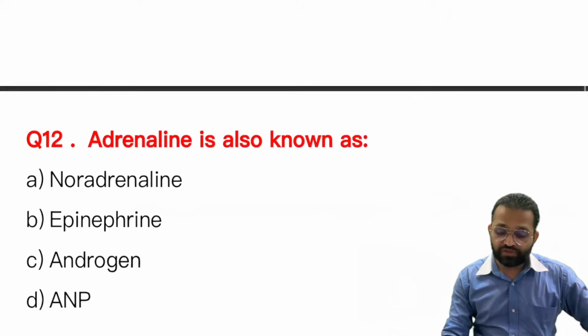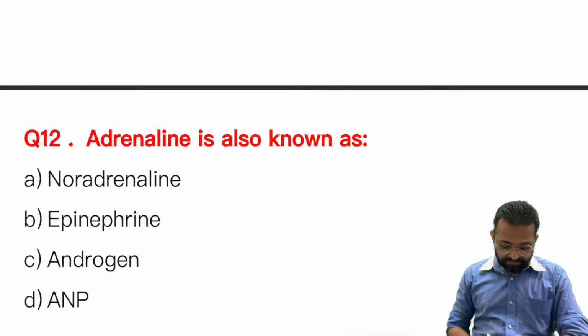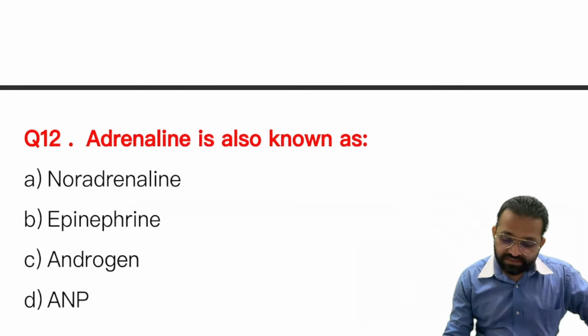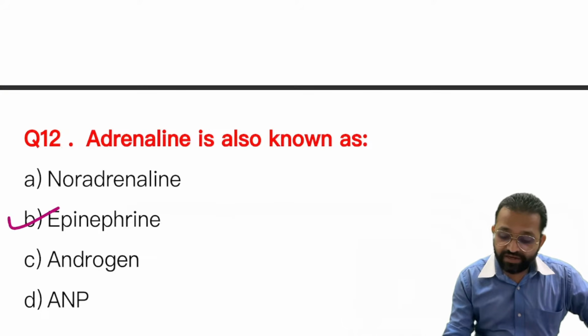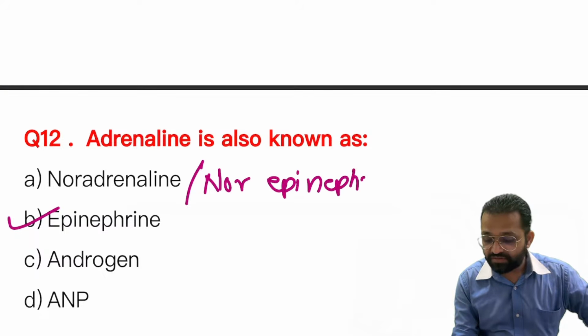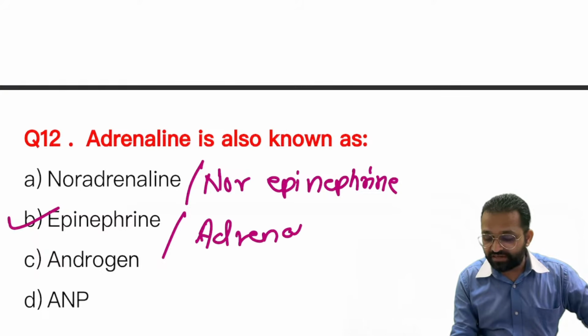Adrenaline is also known as... So I think it is an easy question. Adrenaline is also known as... Yes. The answer is epinephrine. Remember, noradrenaline is also known as norepinephrine.